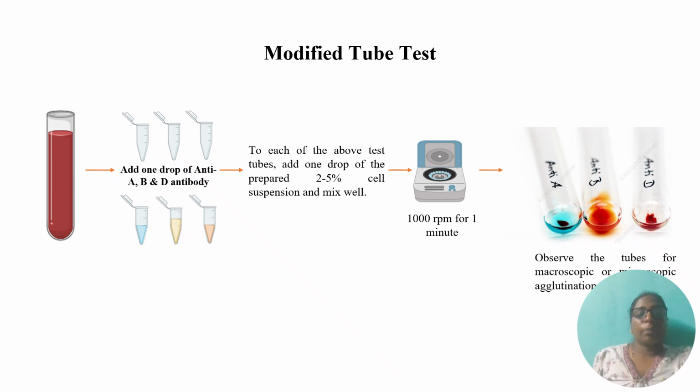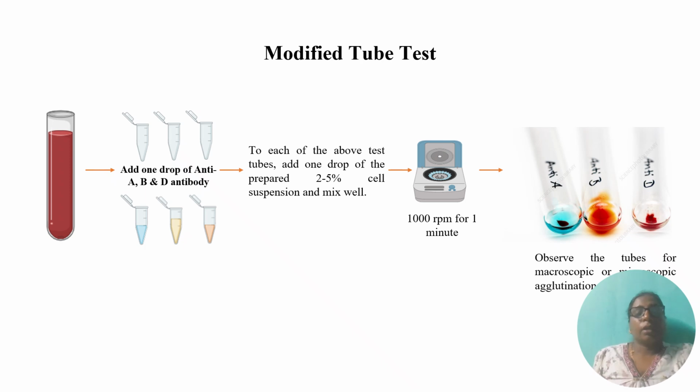In the reverse typing, the patient's serum, which consists of natural antibodies, is mixed with known red cells, I mean A cells or B cells. The clumping here confirms the opposite blood types, providing a vital cross check to verify the forward typing results.